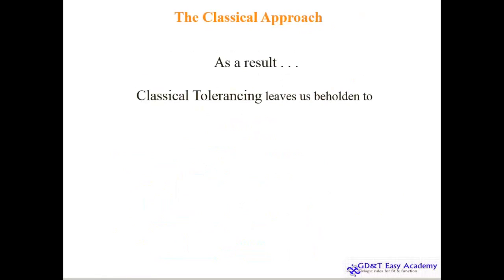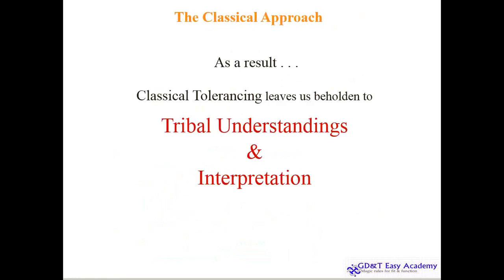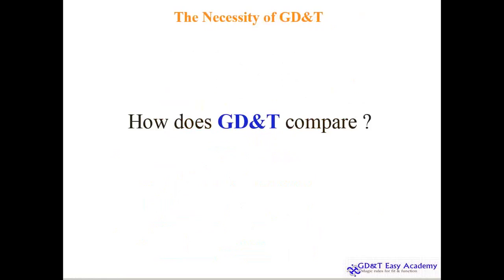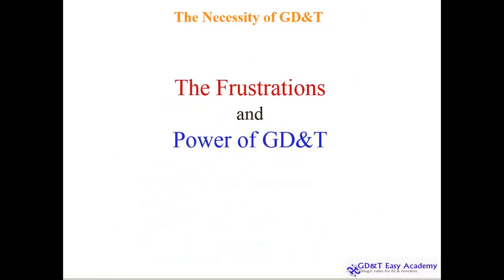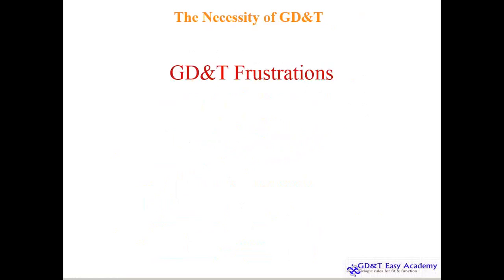As a result, classical tolerancing leaves us beholden to tribal understanding, meaning a wrong understanding and interpretation method. But if you compare the frustration and the power of GD&T, GD&T just does the magical touch. And the GD&T frustration is that GD&T is complex. This is a myth. This is not the truth. I guarantee that mathematically I can explain GD&T to you. So about GD&T's frustration and myth, you can see most of the people think that GD&T is complex.